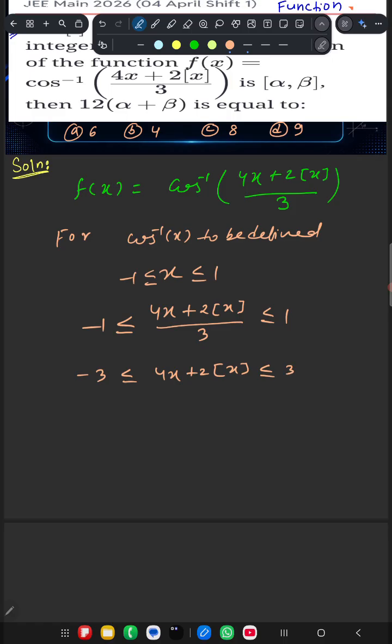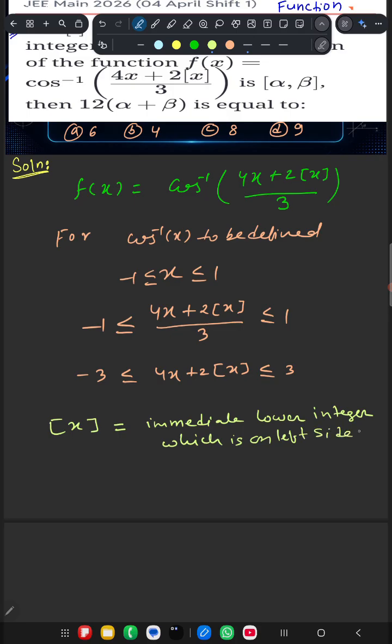Okay? And before moving further, I would just like to discuss the greatest integer function. Greatest integer function is what? The immediate lower integer, which is on the left side on the number line. In short, I can say that it is the immediate lower integer than the given number.